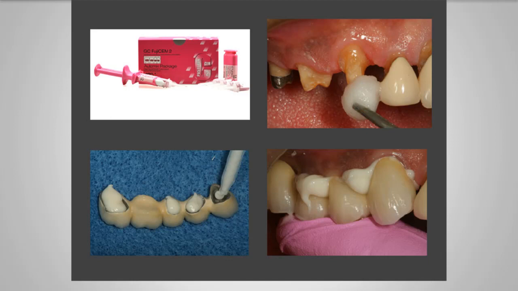I like to hold the restoration in place for at least 60 seconds with good, firm finger pressure. By the way, that's my dental assistant's glove. She wears the pink gloves, I wear the blue gloves. I take the pictures. But she's holding this in place for 60 seconds.